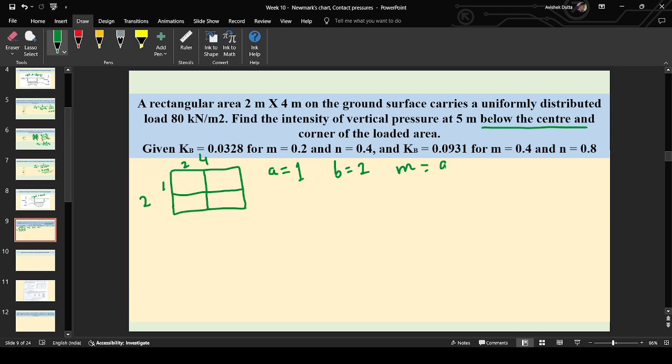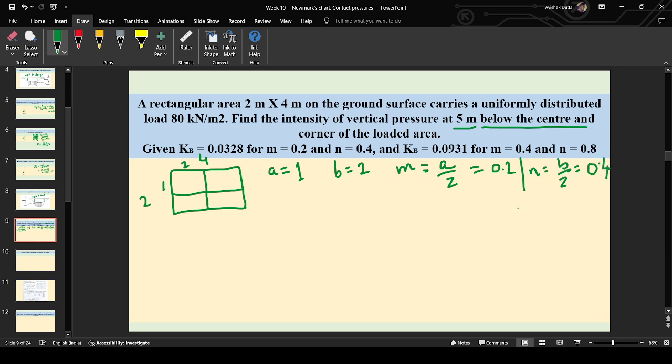Now the value of M in the first case for the center is equal to A by Z. What is the value of Z? Z is equal to 5 meter. So 1 by 5, it is 0.2, isn't it? Now what is the value of N? N equals B by Z. That is 2 by 5 equals 0.4.